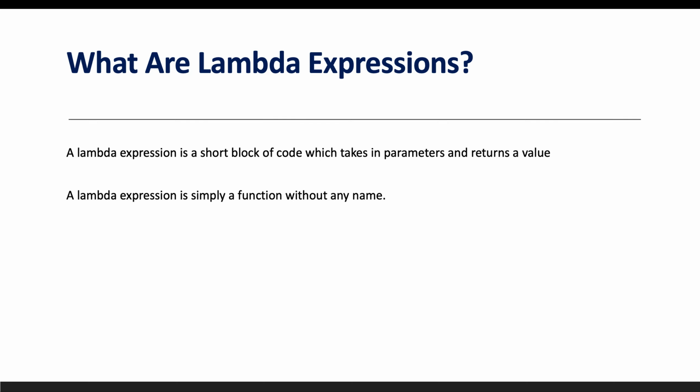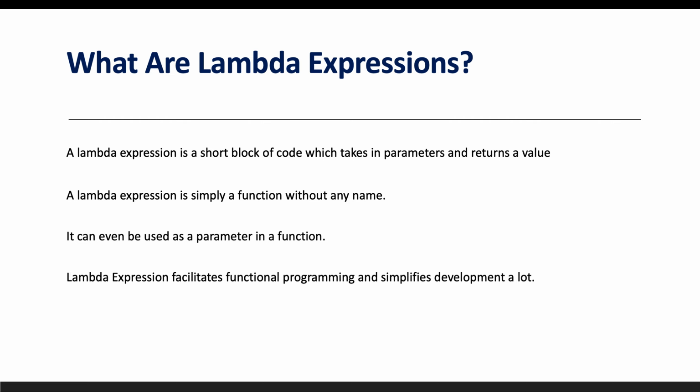It can even be used as a parameter in a function, but an anonymous function we cannot pass as an argument in any kind of function, right? So there are some advantages of using the lambda expression over the existing anonymous class. We will see what the differences are and what the benefits of using the lambda expression are. Okay. Lambda expression also facilitates functional programming and simplifies development a lot. It means that lambda expression is going to enable functional types of programming in Java.